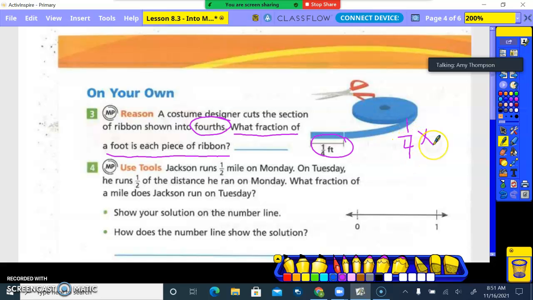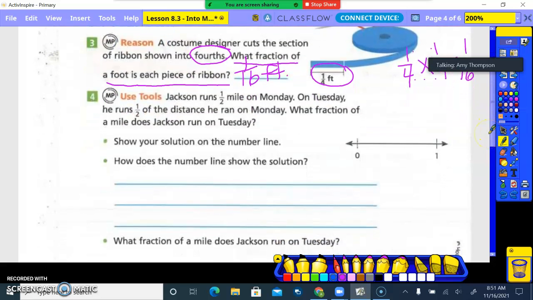1/4 times what? Guys, it says fourth. What is fourth? 1/4, right? Okay, they want to use 1/4 of 1/4. So that gets us what? 1/16, because you multiply across, right? Okay, so 1/16 of a foot.